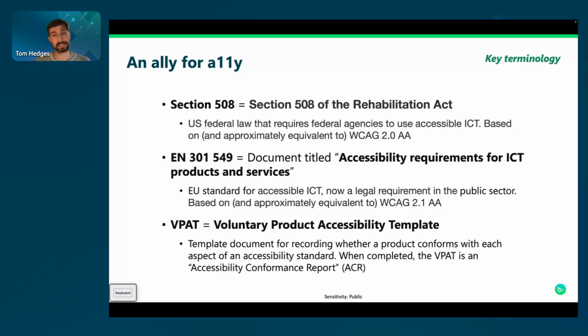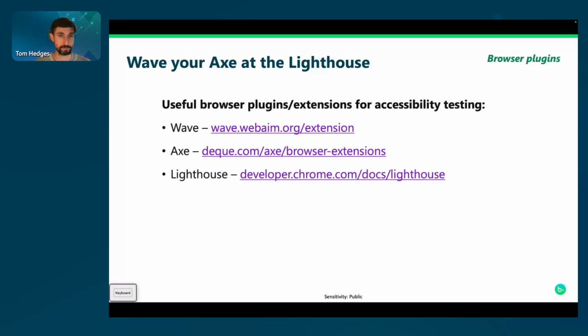And once that template detailing success or failure against each of those criteria has been completed, the completed document is sometimes referred to as an Accessibility Conformance Report, or ACR. Okay, that's enough background. Let's take a little look at some browser extensions that might help with your accessibility testing.